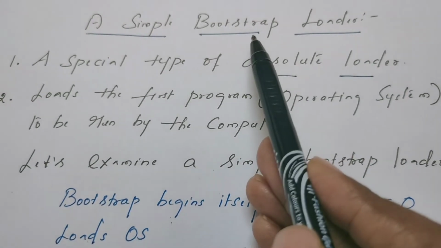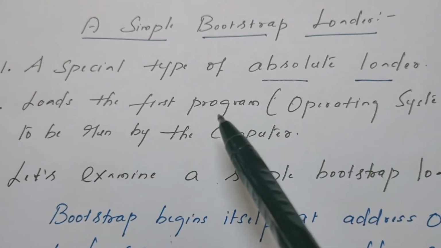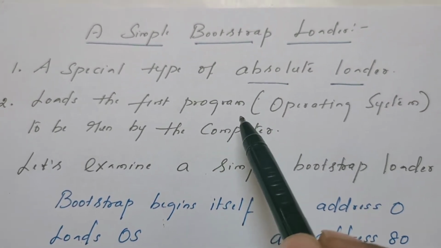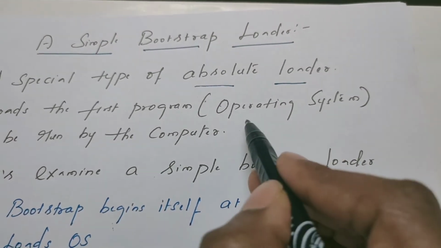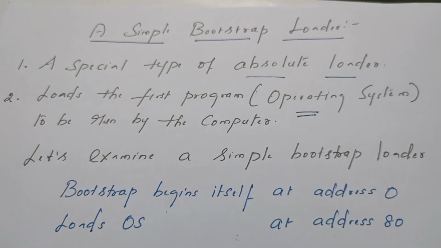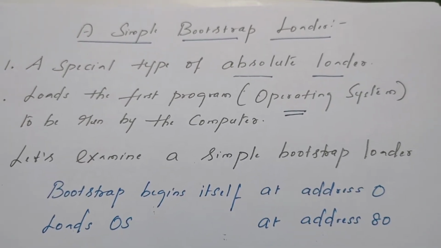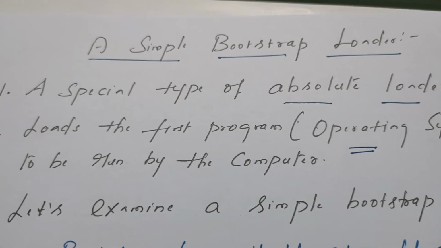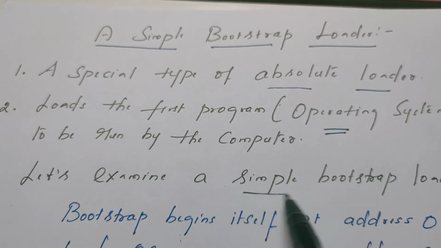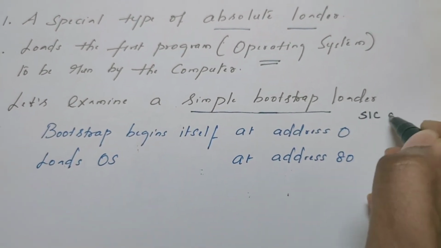Okay, what is a bootstrap loader? It loads the very first program required by the computer and begins the execution. So what is the first program to be executed? It is nothing but the operating system. So the Bootstrap Loader is the absolute loader which loads the operating system into the memory for execution as soon as the power of the system is on. Now we are going to understand a very simple Bootstrap Loader with respect to SIC architecture.